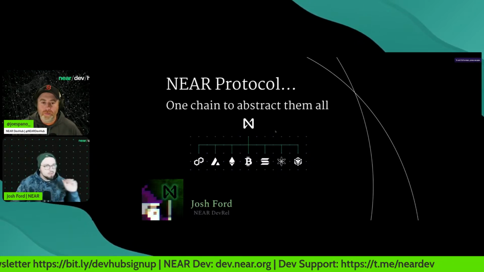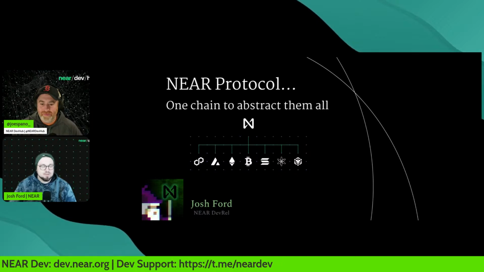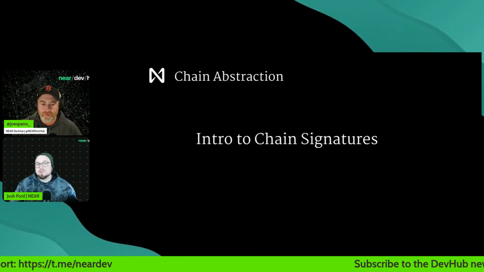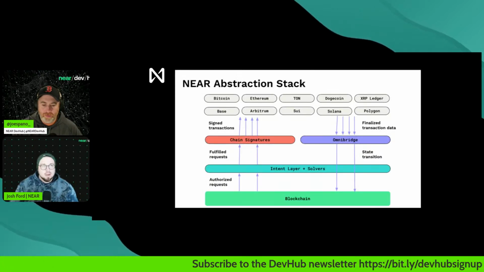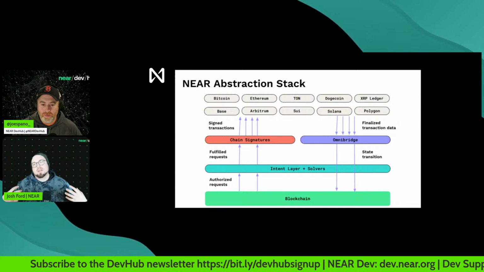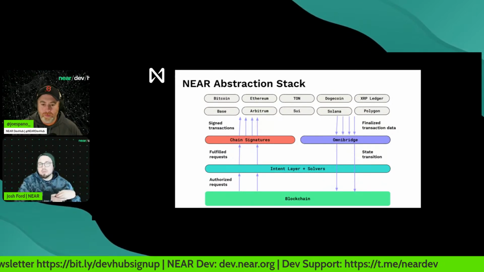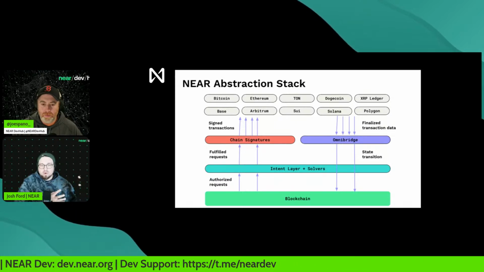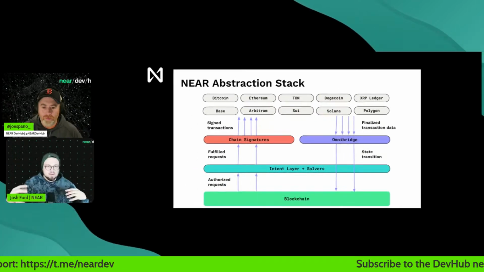So yeah, Near Protocol. We are one chain to abstract them all. Again, my name is Josh Ford. I'm with Near DevRel, and I want to give an introduction to chain signatures for people just getting started with this technology. First of all, we want to talk about the Near chain abstraction stack. This is the further evolution of what we're doing over at Near when it comes to not just blockchain, but the AI side of things.